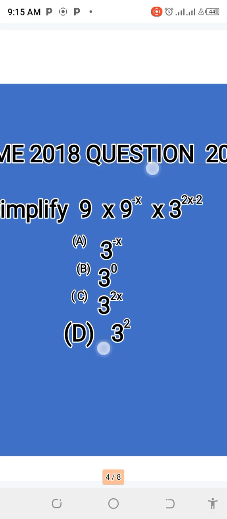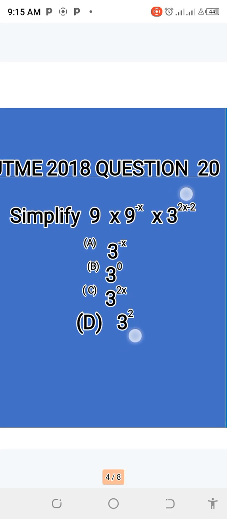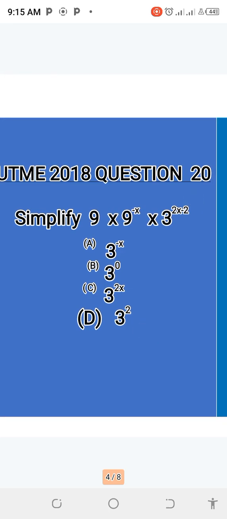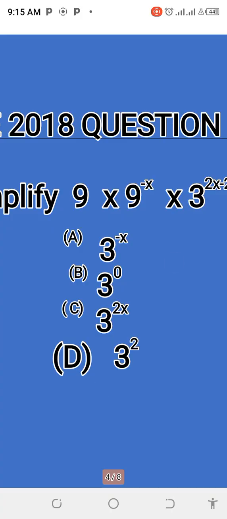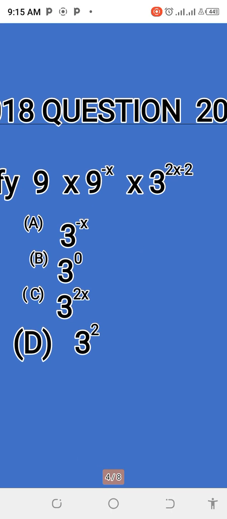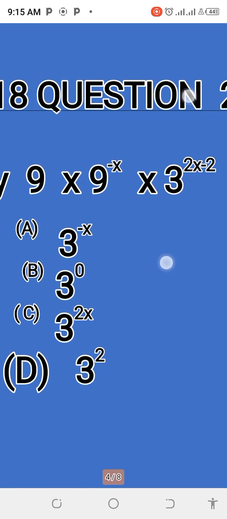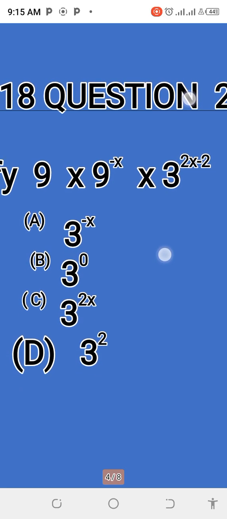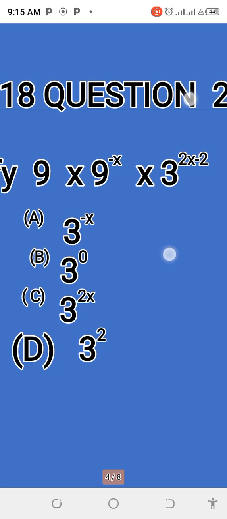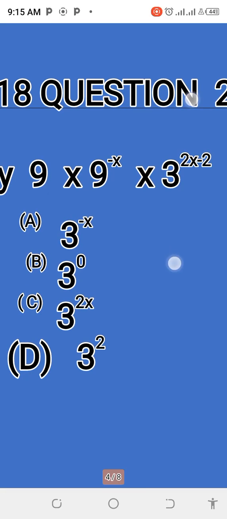Now look at this question. This question is taken from 2018, question 20. The question reads, simplify 9 times 9 raised to power minus x times 3 raised to power 2x, that's 2x plus 2. Okay, it's 2x minus 2.